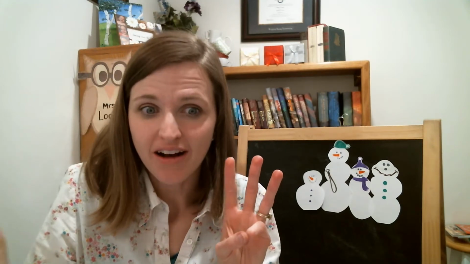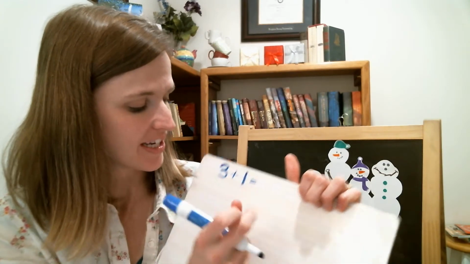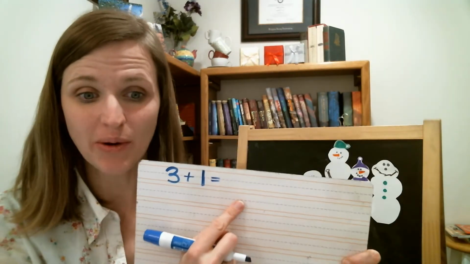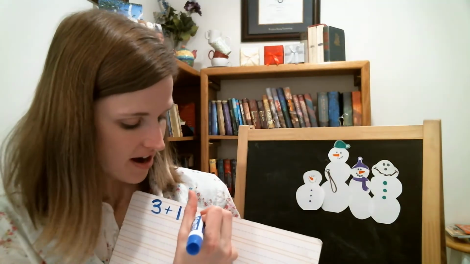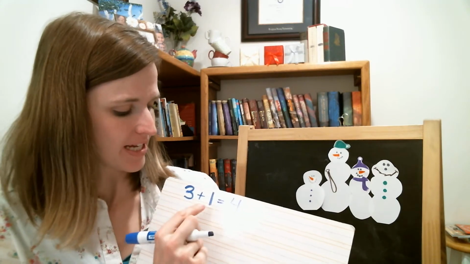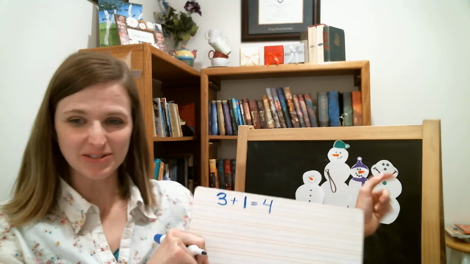Okay, so I have 3, and then we got another one. Another one joined. Another one was added. There's a good clue. Is this adding or subtracting? It's adding. You are right. So 3 plus 1 equals, and the number at the end of the equation will tell us what happened at the end of the story. There are 4. 3 plus 1 equals 4.